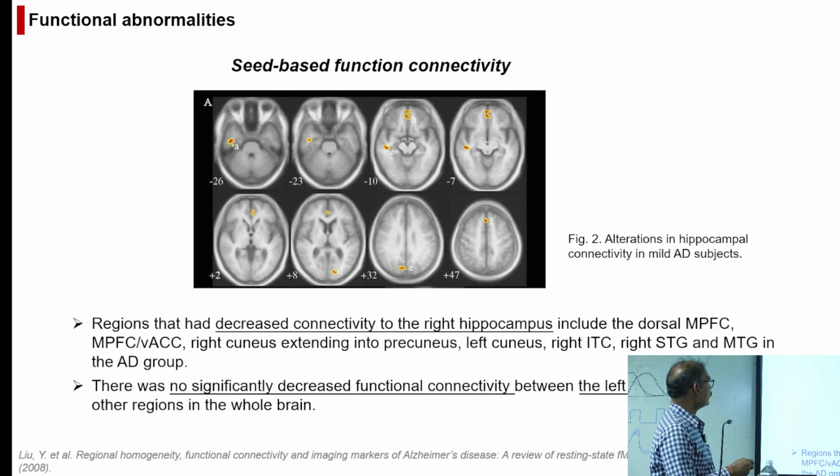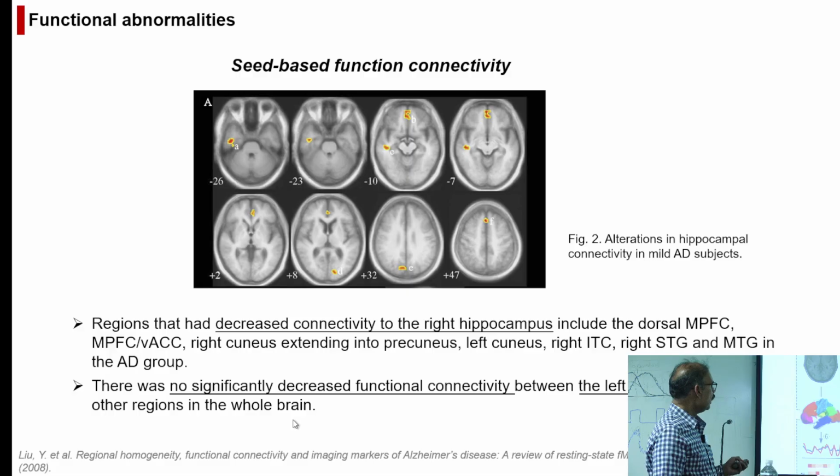And then this is using seed-based analysis. We observed that in the hippocampus, there was decreased connectivity, including the dorsal mediofrontal cortex, ACC, right cuneus, and other regions. So this is the difference. However, there was no significant decreased functional connectivity between left hippocampus and other regions of the whole brain.